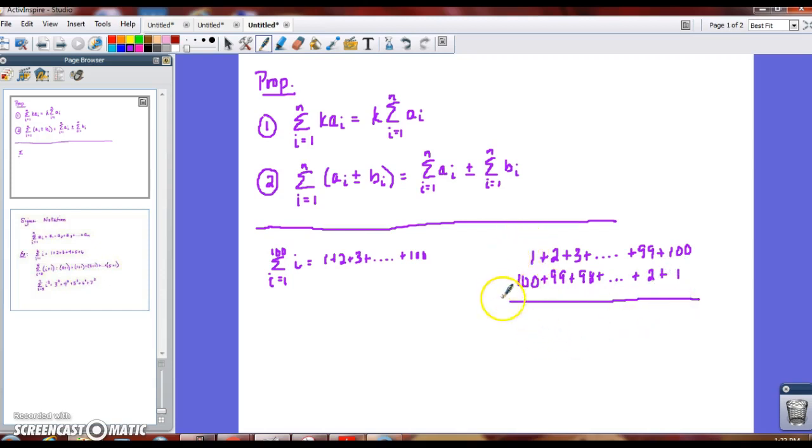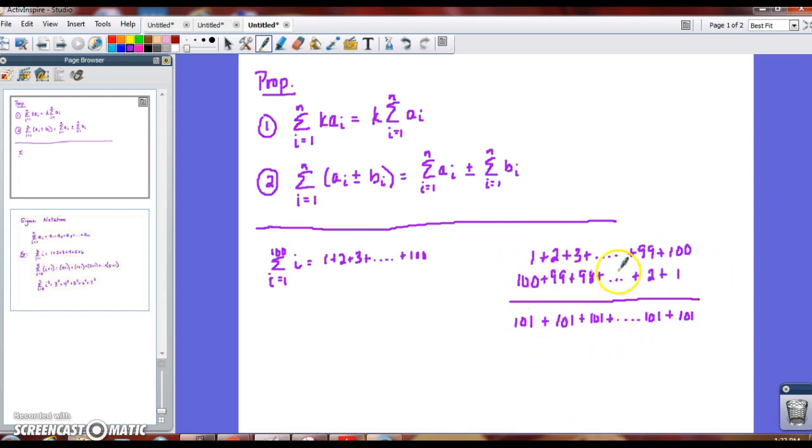And if I added those two summation ideas together, those two different formats, every sum would be 101. 100 plus 1 is 101. 99 plus 2 is 101. 98 plus 3 is 101. And if I get all the way down to here, it would also be 101 and 101. So every time I add those together, I end up with 101.